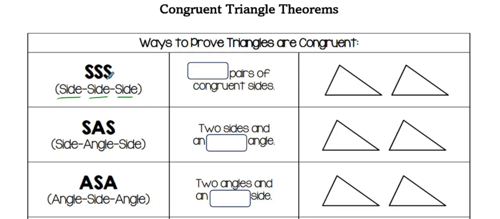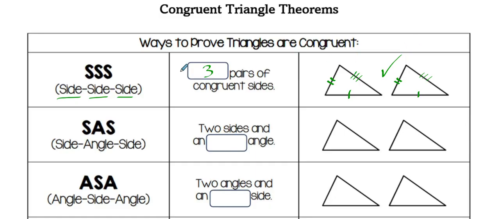So our first one is side, side, side. We're abbreviating that as SSS. That means we have 3 pairs of congruent sides. So in these triangles, I'm just going to mark exactly what that says. That one is congruent to that one. That guy is congruent to that one. And this one is congruent to this one. We have 3 pairs of congruent sides, so these 2 triangles have to be congruent.